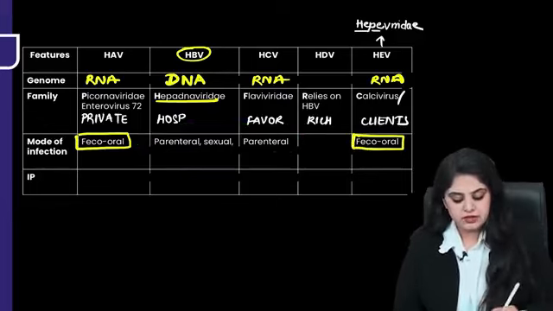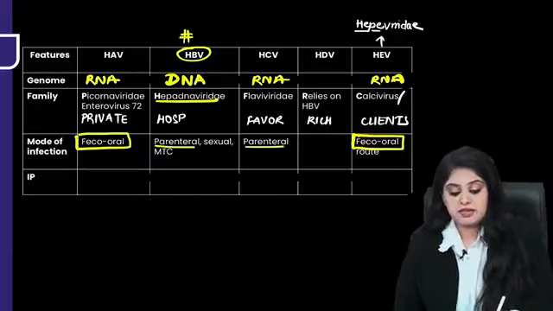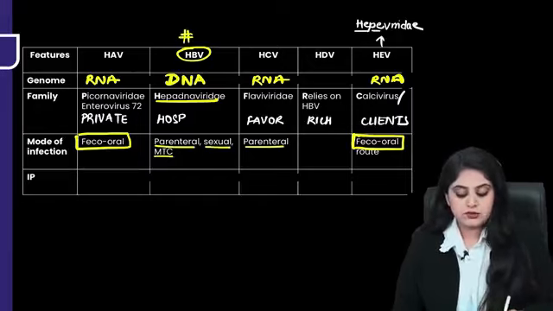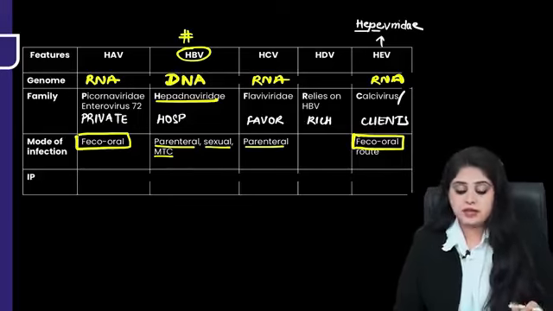So B can get transmitted via the parenteral route. Then we can have C also that is transmitted via parenteral. But hepatitis B, I think everyone knows there is a sexual transmission. There's a very famous mother-to-child transplacental transmission also that is available.